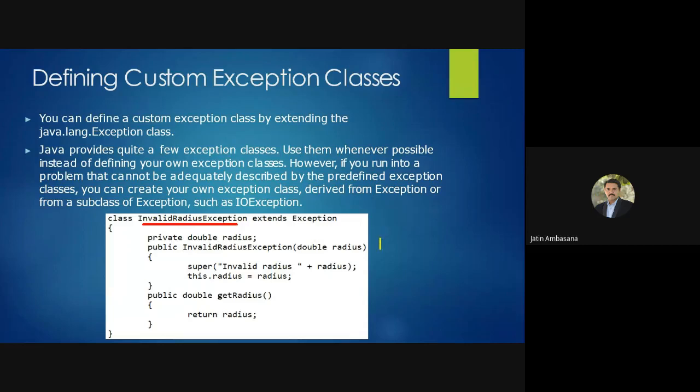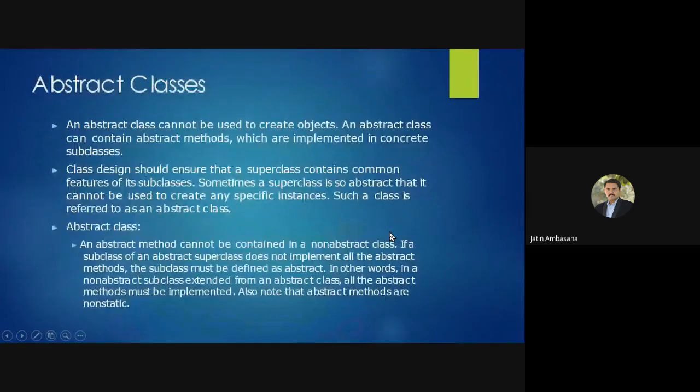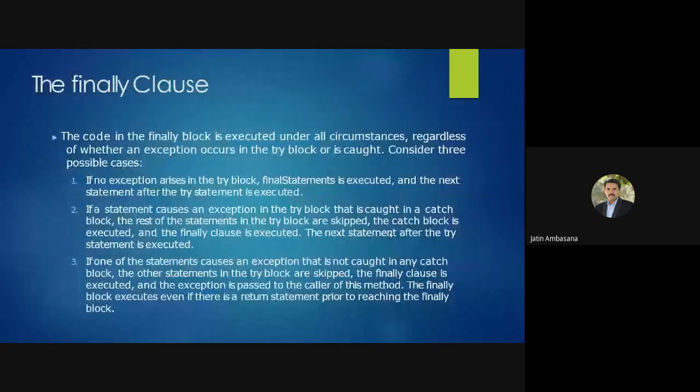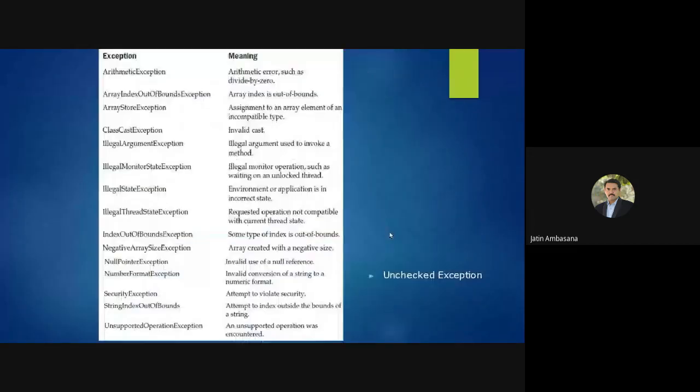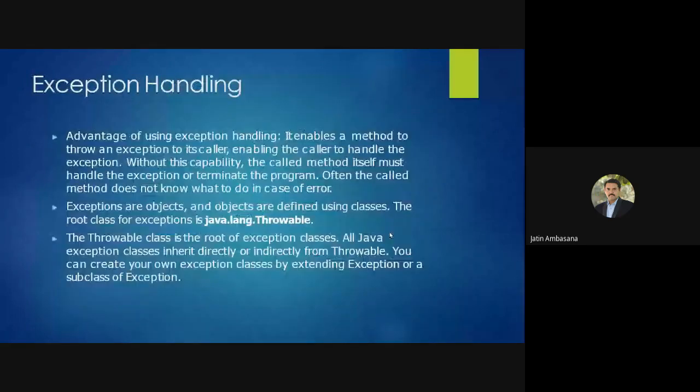You can now say, if there is some invalid radius value entered by the user, then you can throw new InvalidRadiusException. You can say this. So that is all about exceptions and exception types.